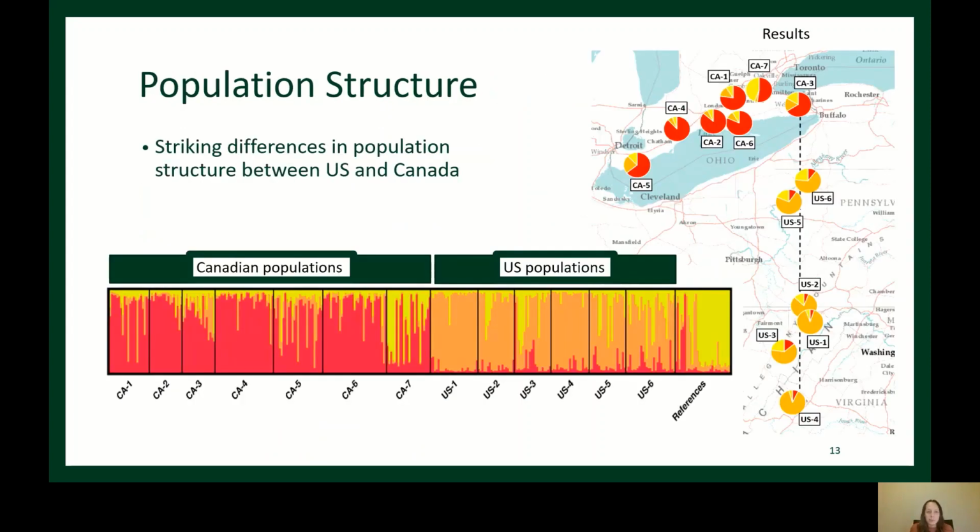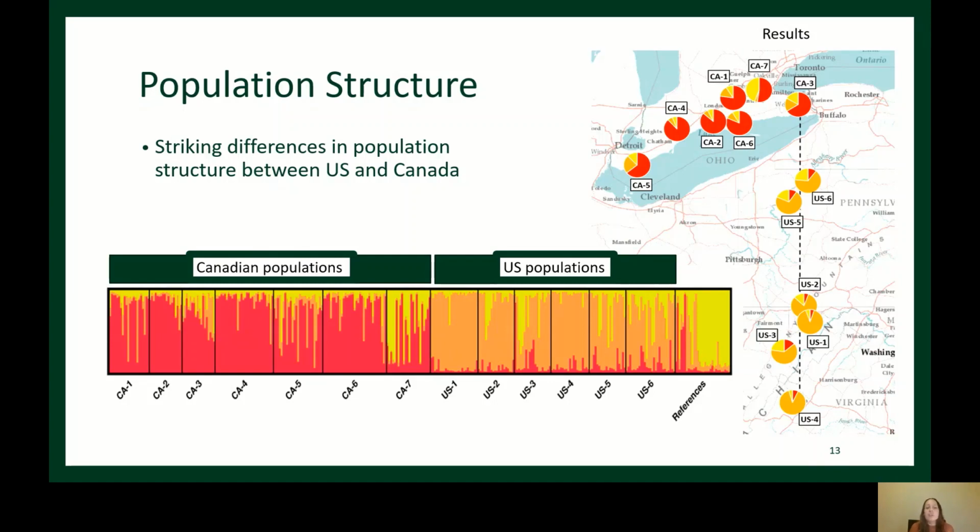This brings me to my evaluation of population structure. At the bottom left of this slide, I have an output from a program called Structure, which classifies individuals into larger genetic clusters based on their alleles. So in this figure, each vertical line represents an individual, and they are all sorted by population, with a group of reference samples from the Connecticut Agricultural Research Station of American chestnut trees. The figure on the right has each of my populations represented by a pie chart of the average membership of each genetic cluster within each population.